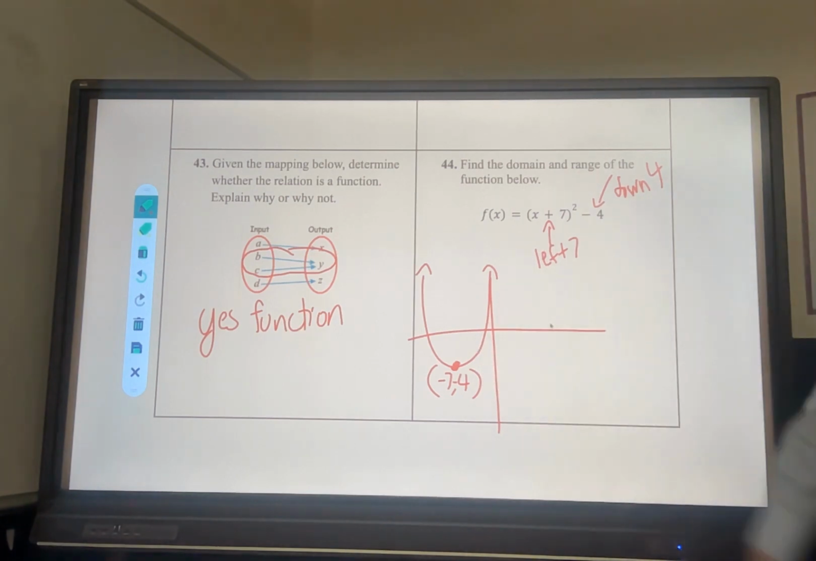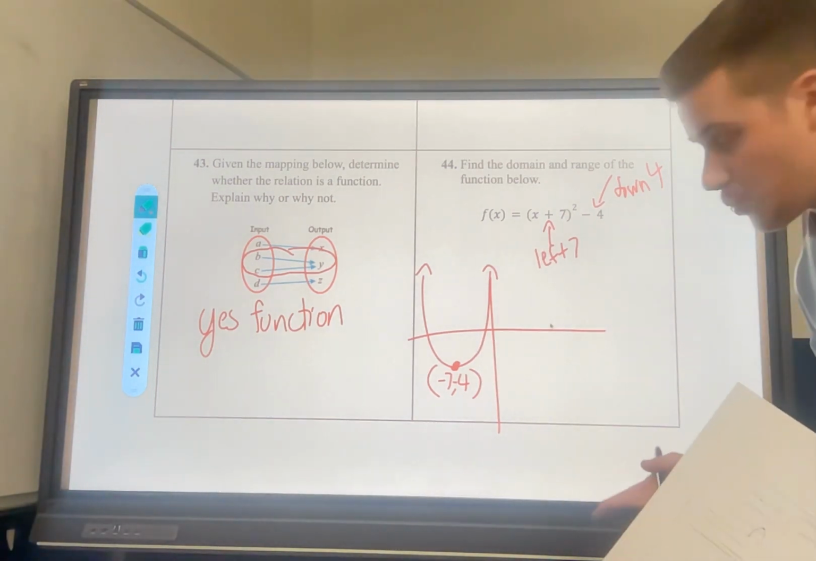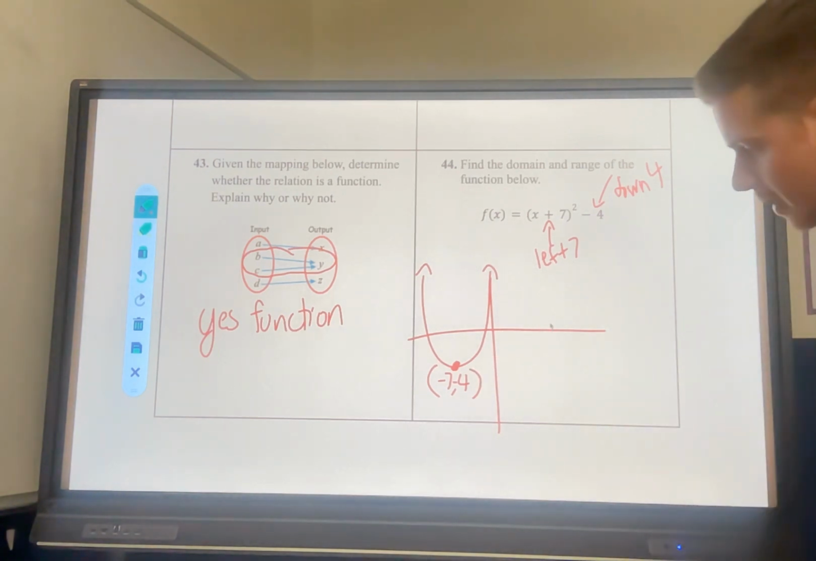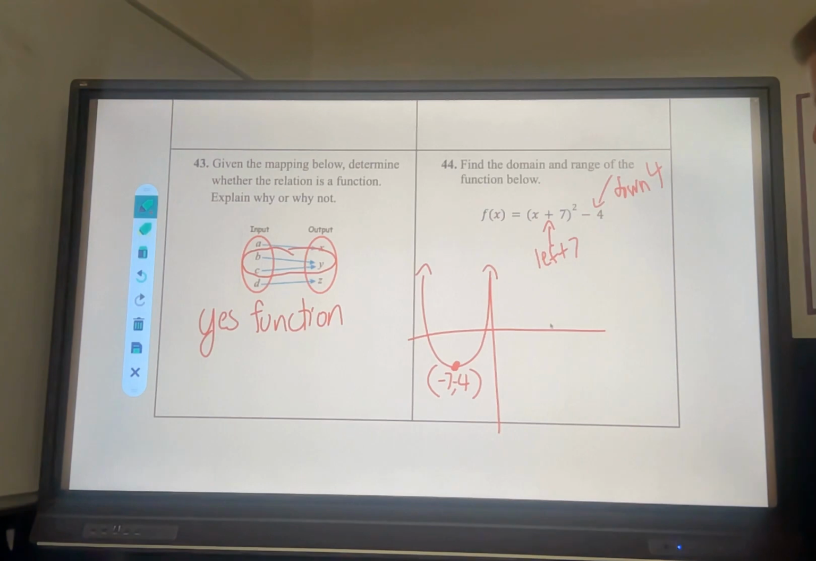All right, cool. So this is what our graph would look like. Y'all could graph this in your graphing calculators, okay? But this is what it would look like. It's got a vertex there at (-7, -4): left 7, down 4. And we're asked for the domain and range of this function.